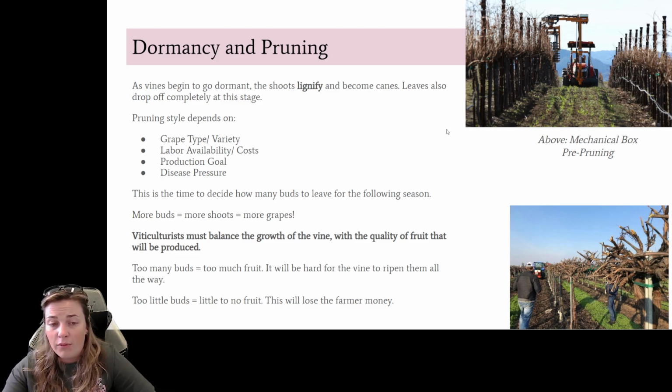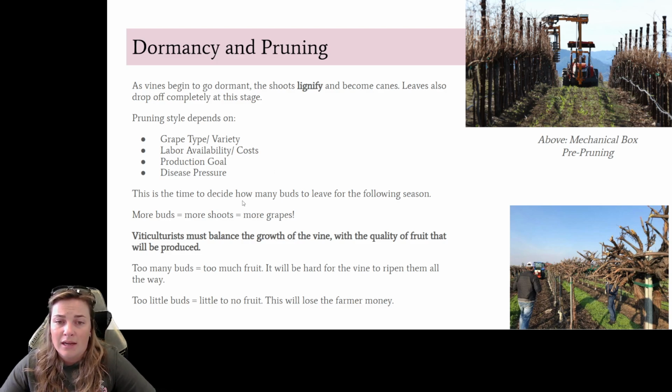Cool. A really important thing that happens during dormancy is pruning. You typically wait to prune until the end of winter, early spring. The shoots will lignify and become canes during dormancy, so they will become less bendy and more woody and firm. The leaves will drop off. The pruning style depends a lot on the variety, labor, and size of your production, right, and much more. We'll talk more about that in other viticulture classes.